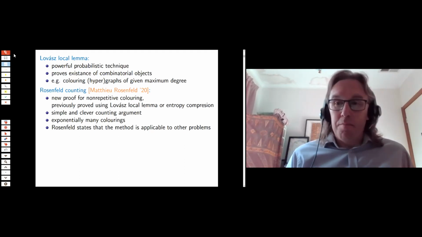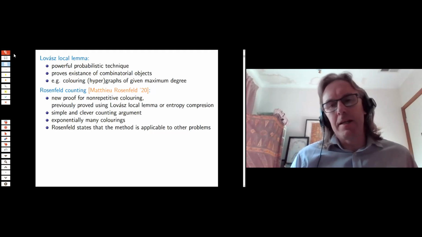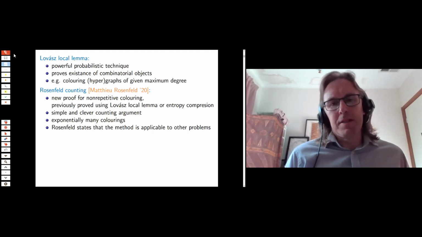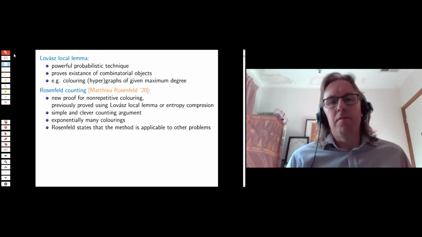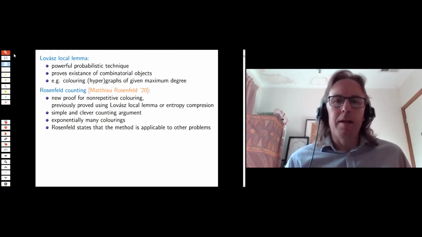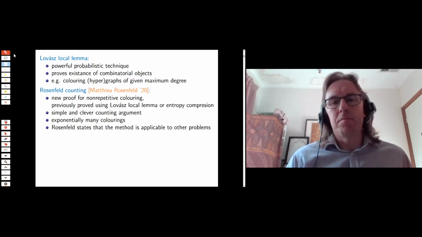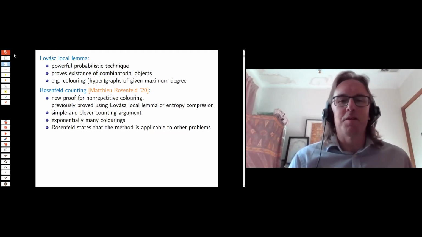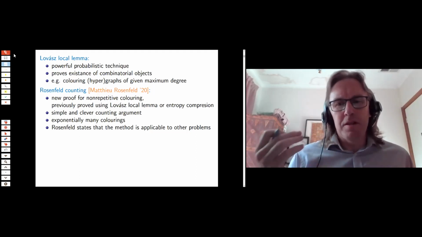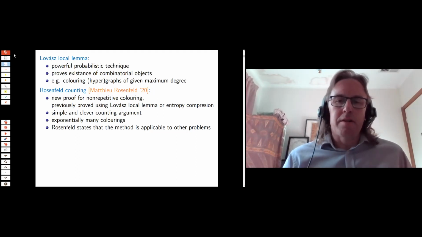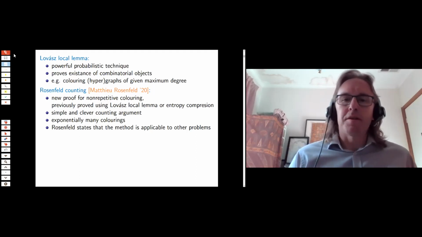So what is entropy compression? And again, I'm not going to go into any detail here. This is a method that came out of the Moser-Tardos algorithmic proof of the Lovász local lemma. And it's a very powerful method. And people have realized that entropy compression can prove everything that the local lemma does, because Moser-Tardos proved the local lemma using this approach. But moreover, if you specialize the method, it can actually give results that are slightly better than what the Lovász local lemma actually gives. So that's a little bit of background on entropy compression.